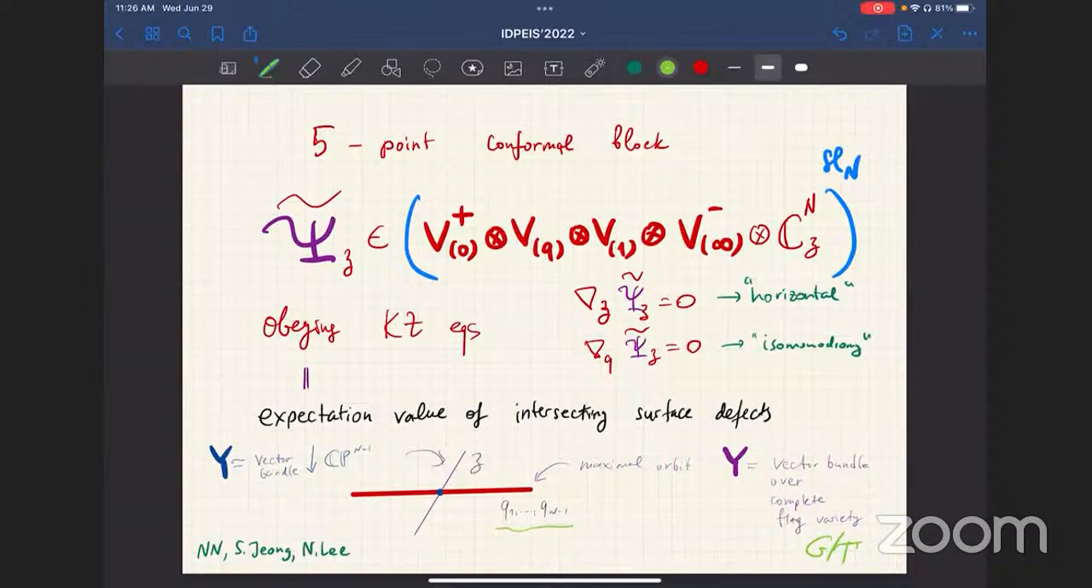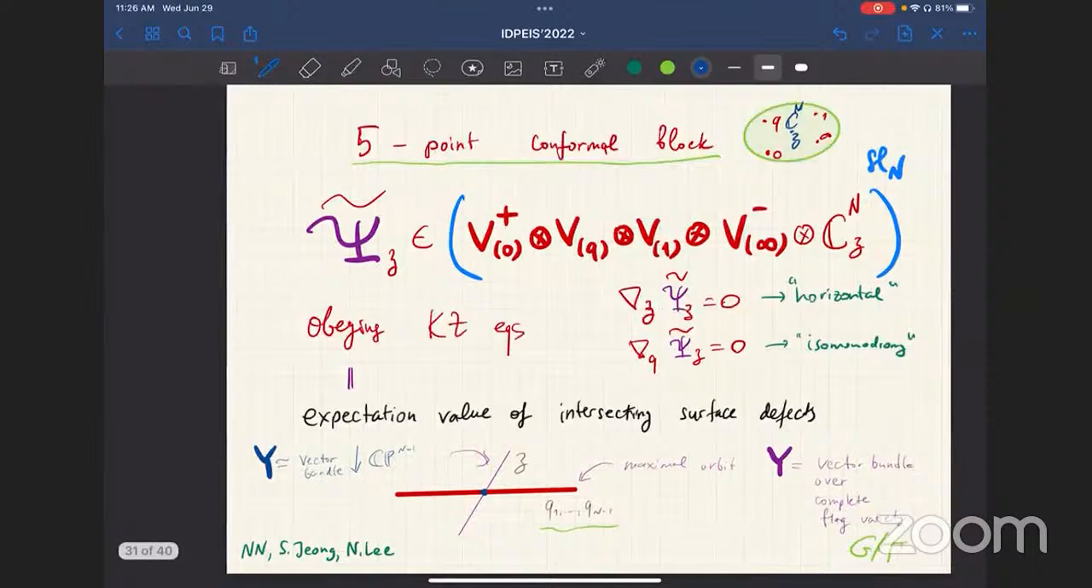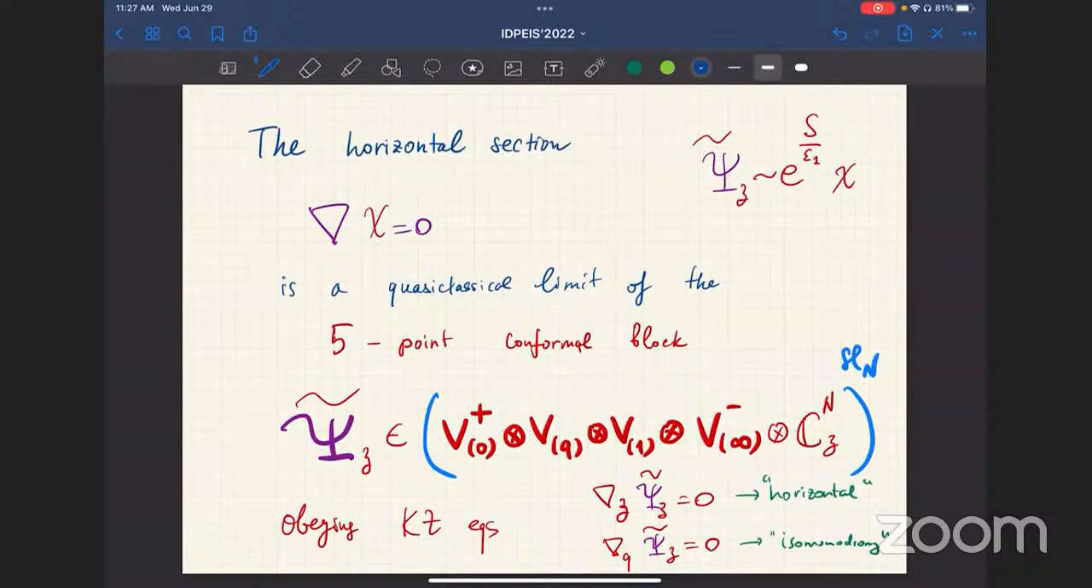And so it turns out that, also because of the fact that the cohomology of CP^(n-1) is n-dimensional, the expectation value of this combined system of surface defects maps to a five-point conformal block, now with four representations of the type I described sitting at 0, q, 1, infinity, and the fifth representation sitting at the point z, and that's a finite dimensional representation. So this is C to the n. And so the invariant in the tensor product is, roughly speaking, an n-vector valued function of the previous invariants. And so it solves now two sets of KZ equations.